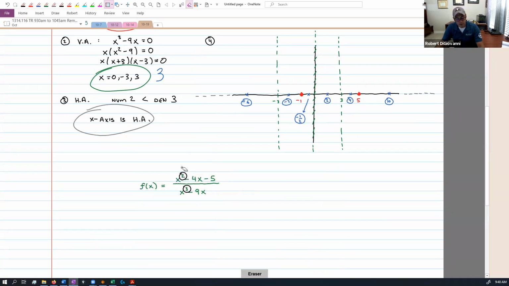But remember, the only thing I care about when I do this is whether or not I get a positive or negative answer. Because we're just trying to figure out if the graph is above or below the x-axis. So let's start by plugging in, let's do -6 first. Now I'm going to do this kind of quick, okay? If I do -6 into the top, I get 36 minus 4 times -6 minus 5 all over.